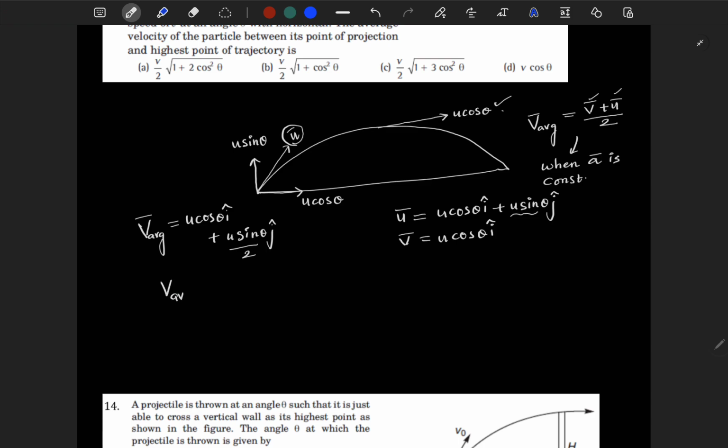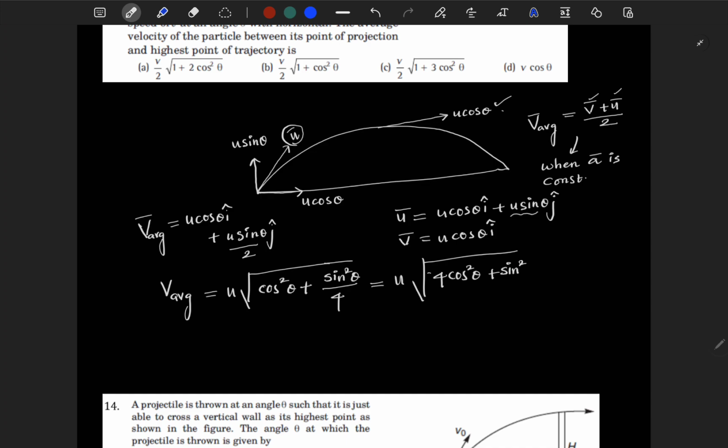If you want the magnitude, you can simply do this. U is common in these two, so u comes out, and you're left with the square root of cos square theta plus sin square theta upon 4, which gives u times the square root of (4 cos square theta plus sin square theta) divided by 4. This is simply u by 2 times the square root of (4 cos square theta plus sin square theta). You can add sin square to one of the cos squares, which becomes 1, and 3 cos square thetas remain. So this is u by 2 times the square root of (1 plus 3 cos square theta), which is option C.